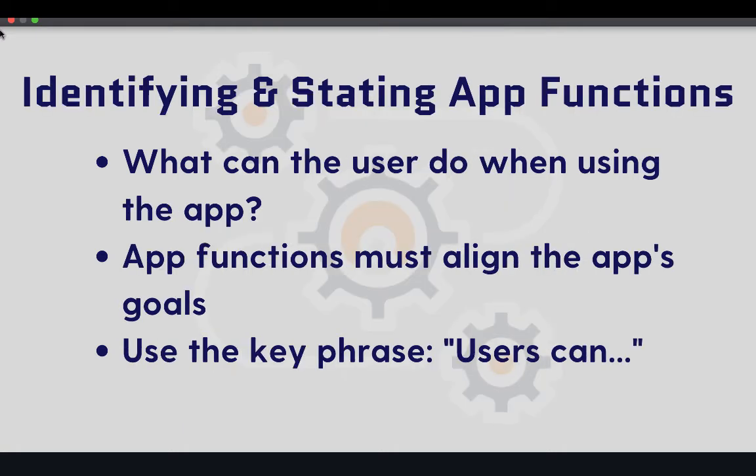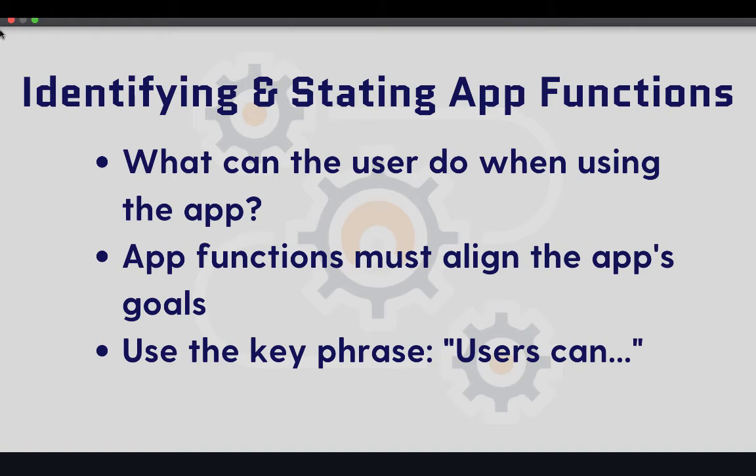Identify and state app functions. Now, what can the user do when using the app? What can the user accomplish? There might be specific functions within the app. There's an overarching goal, and those functions should align with the goal. If they don't align with the goal, then maybe you need to think again about the goal of your application. And then use the key phrase.